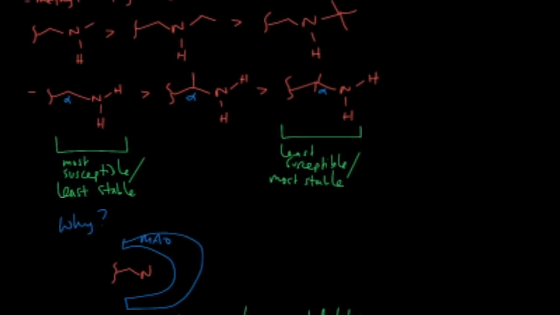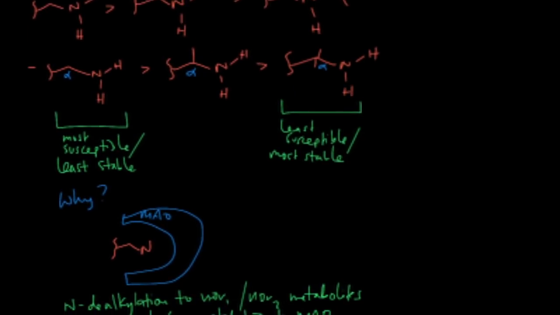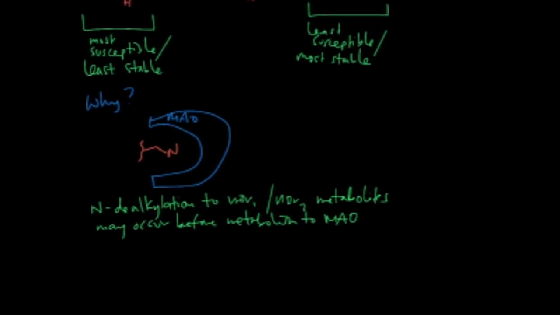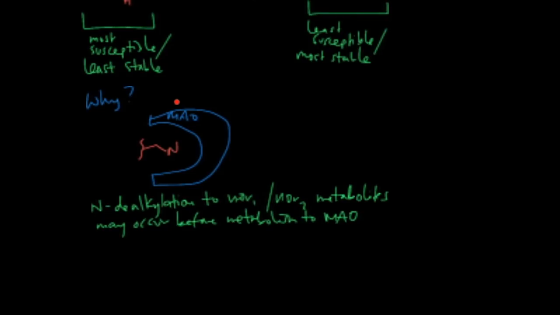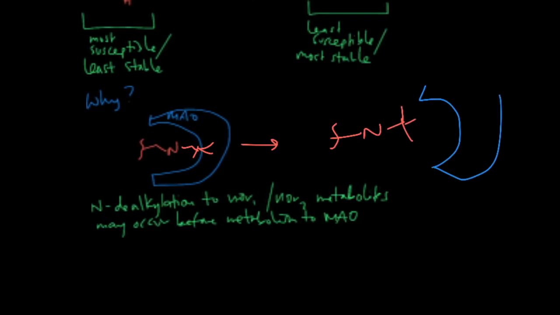So why do different groups lead to different stabilities? To illustrate this, here's your monoamine oxidase enzyme, and here's your amine group. The amine group has to fit into the enzyme in order to be metabolized. However, adding more groups like an ethyl group or even a tert-butyl group pushes this amine away so that it won't fit into this enzyme anymore and it won't be metabolized. Remember, things have to fit in enzymes to have the reaction happen.